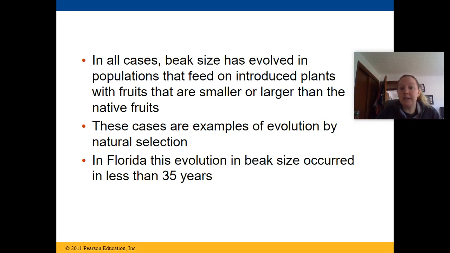In all cases, the beak size has evolved in populations that feed on the introduced plants with fruits that are smaller or larger than the native fruits. These cases are examples of evolution by natural selection, that they had to adapt to the food availability in their area. In Florida, this evolution in beak size occurred within less than 35 years. So thinking of how long this bug lives, that's probably a relatively long time. Most bugs don't have a lifespan like humans do.